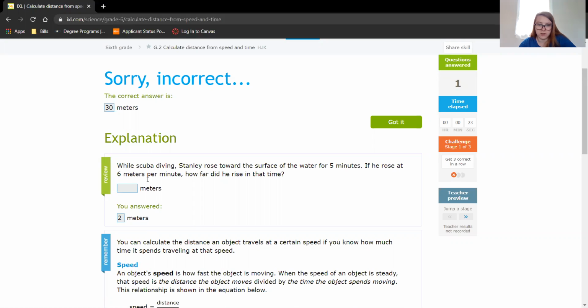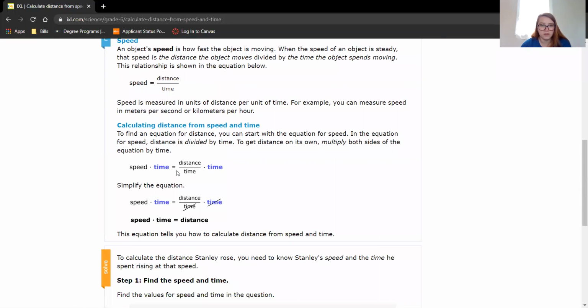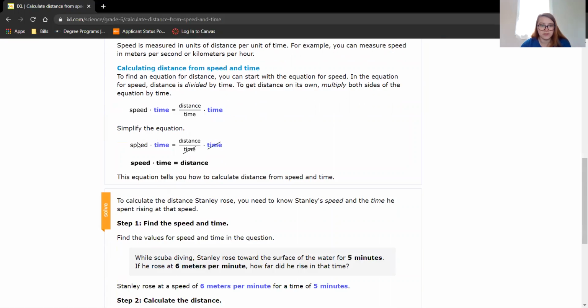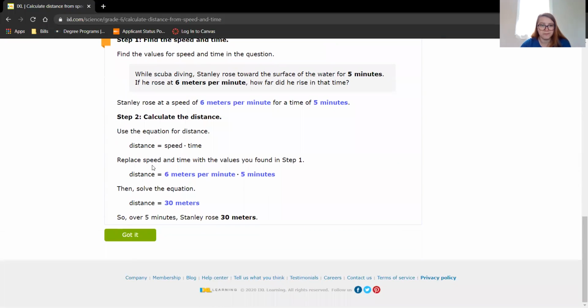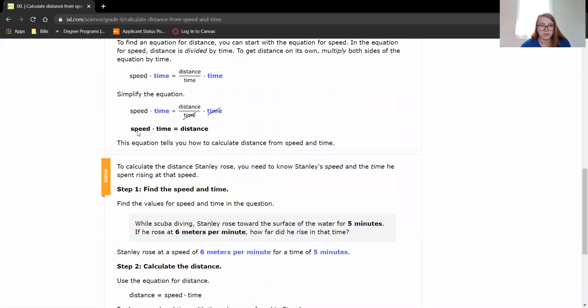While scuba diving, he rose toward the surface for 5 minutes. If he rose at 6 meters per minute, how far did he rise in that time? So speed is distance by time. To calculate distance from speed and time, distance equals speed times time, which is what it shows us here. Distance equals speed times time.